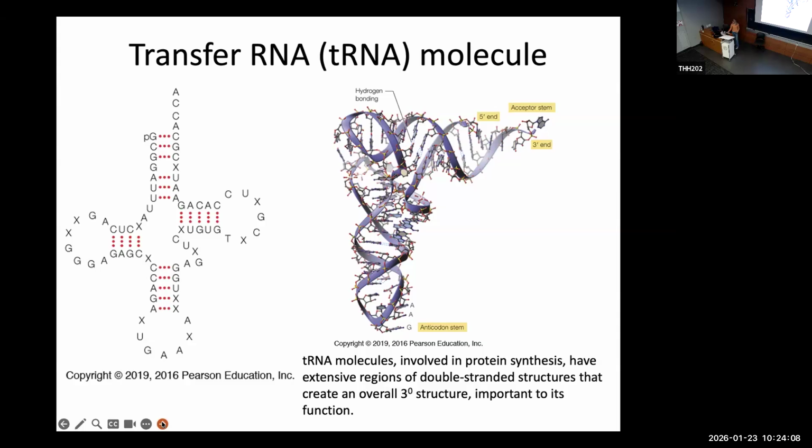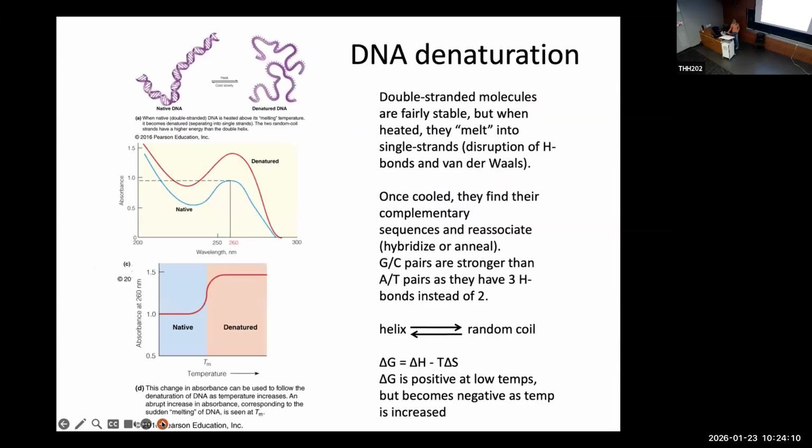Good questions. All right, so here I will want to talk a little bit about the structure of DNA and experimentally how we think about the stability of that structure, the double-stranded nature. So what we know is that this is what we call the native form of DNA. It's double-stranded when it's complementary.